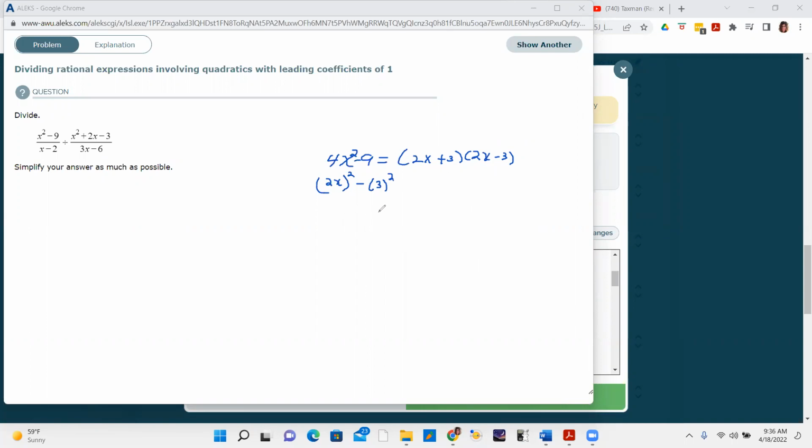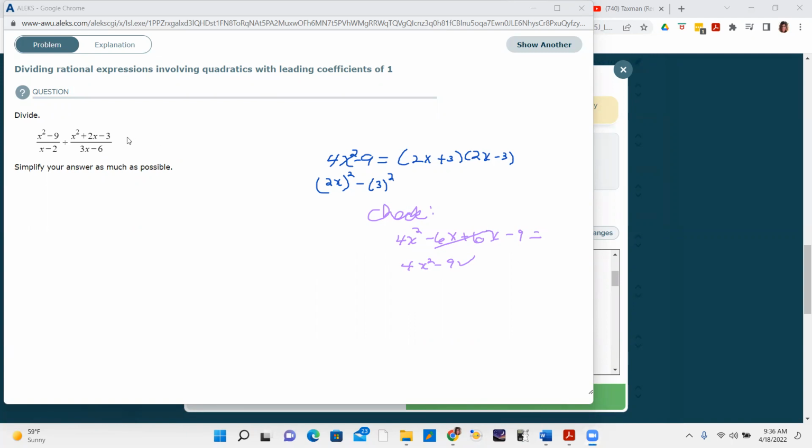Because yeah, if you FOIL that out, you know, to check, you do the first and you get 4x squared. The outer, you get minus 6x, the inner plus 6x, and then the last. So those cancel and you get the 4x squared minus 9, which is what we want.